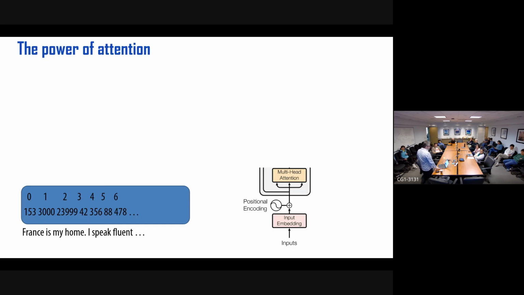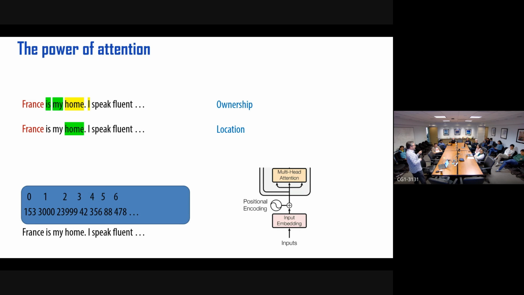And so, there is no real easy way of showing this conceptually, but in some sense, the idea is that if you're focusing on the word France, and then you look at "is my home," there is a relationship of ownership that exists in this sentence. But if you just focus only on France and home, there is a geographical relationship between these two words in the sentence.